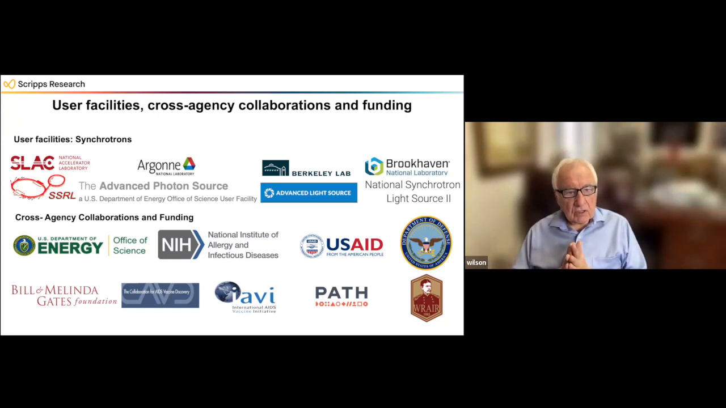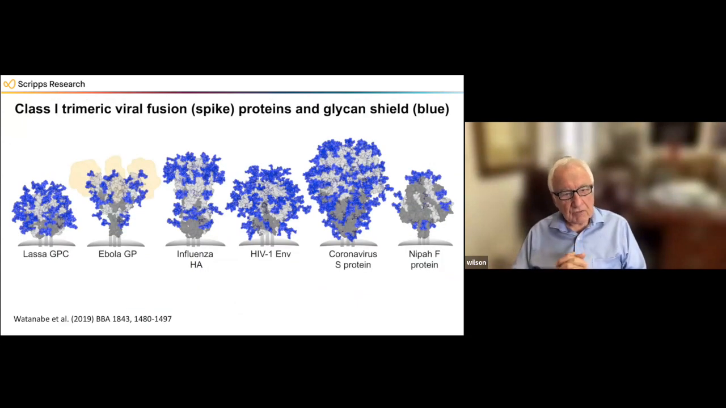So getting on to these viral antigens, they're all trimeric. These are the so-called spike proteins that we heard about with coronavirus, the so-called S protein or spike protein. These are all the different spike proteins from these different viruses, from Lassa, from Ebola, influenza, HIV, coronavirus, and from Nipah. So they're all trimeric proteins. So there's 3 copies of each of the subunits.